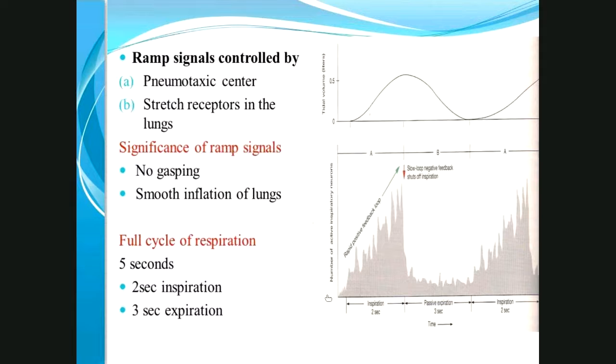So here you can see the signal within the phrenic nerve, over 2 seconds in inspiration, causing the inflow of air. Then when this stops by the pneumotaxic area, the air will move out and there will be no more signals. So this is the duration of 3 seconds of expiration. Then the cycle will start back again. So these are the 5 seconds.